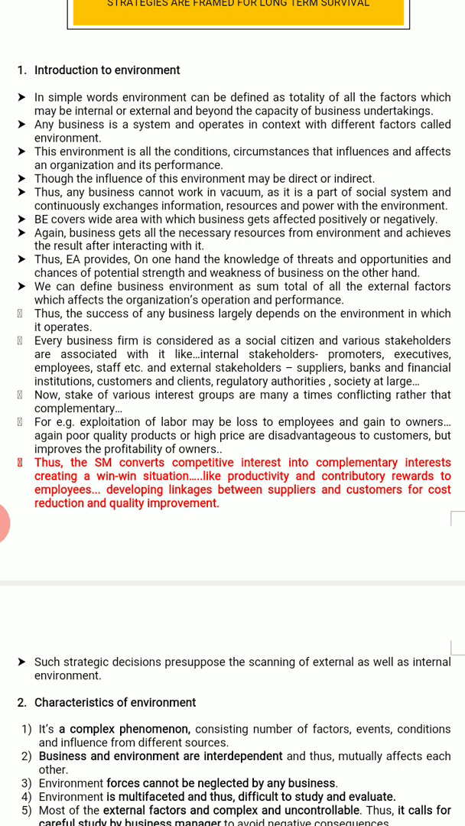Thus any business cannot work in a vacuum, as it is a part of the social system and it continuously exchanges information, resources and power with the environment, right? Continuously it keeps on exchanging information, it exchanges resources against money, it uses the power of the society, and likewise it tries to survive. So the environment plays a very important role. It covers a wide area with which the business gets affected positively or negatively.